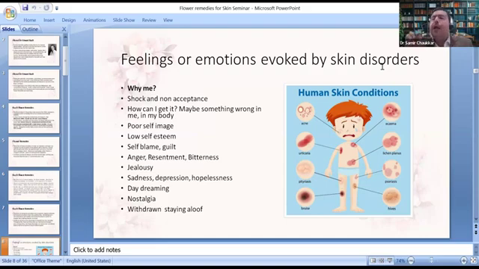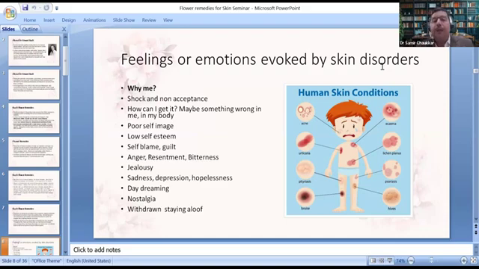So this is the first feeling. For that sake, anybody who's got a psoriatic patch or a vitiligo patch will get the first feeling, which is shock and non-acceptance. How can I get this? Right? So shock and non-acceptance is the first feeling. Second is, how can I get it? Maybe there is something wrong in me. There is something wrong in my blood. Is there something bad in my blood? Should I do a blood test?